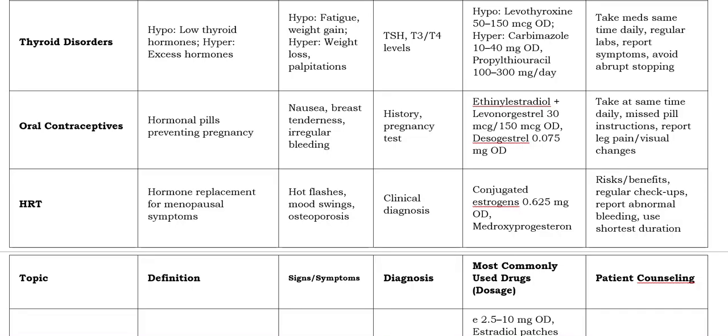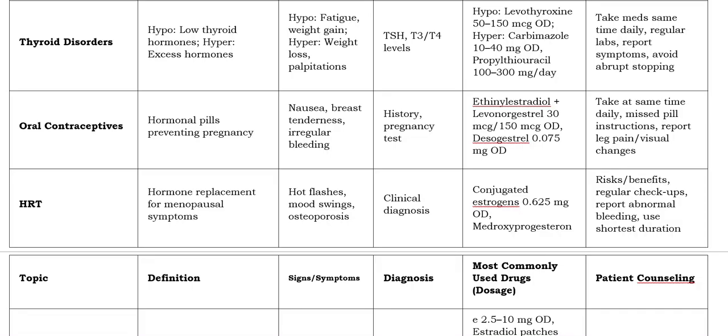Counseling involves risks versus benefits. What does the source highlight? It emphasizes a detailed discussion about individual risk versus benefits. Regular checkups are needed. Reporting any abnormal vaginal bleeding is crucial. And generally, using the shortest duration necessary at the lowest effective dose for severe symptoms. It's a nuanced discussion.